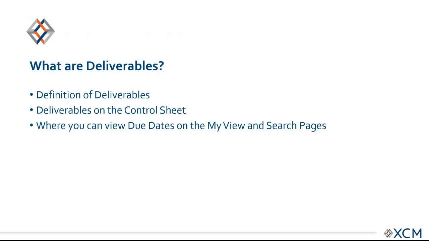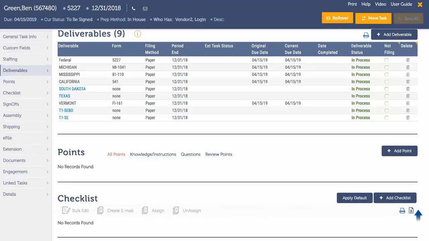Today we are going to cover the deliverables section of the control sheet and where you can see the due dates within the My View page and the search grids. Creating firm-specific deliverables allows your firm the ability to program subtasks at the firm level, tracking your due dates and your extensions. Firm-specific deliverables allow all users to add or track due dates and extensions by accessing a drop-down menu within the deliverables page. This ensures consistent and accurate naming and dating of deliverables across the entire firm.